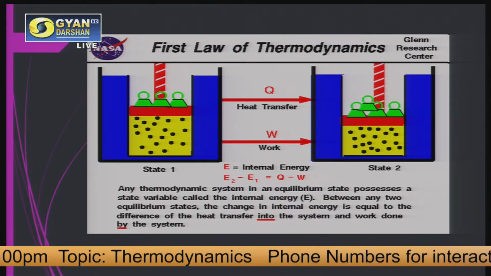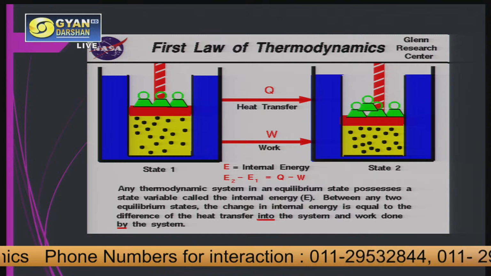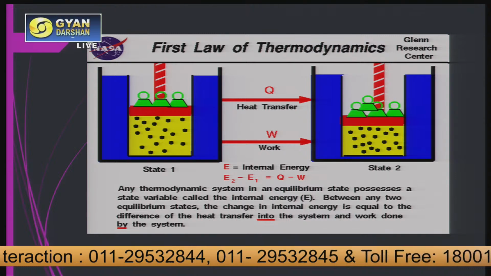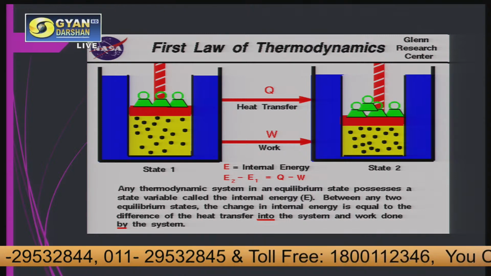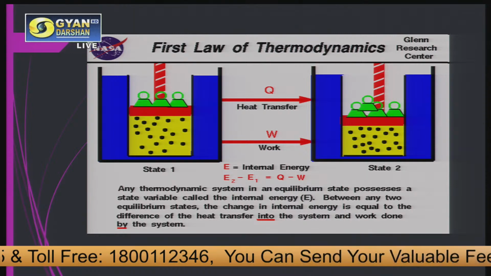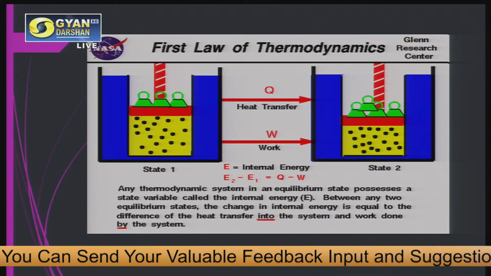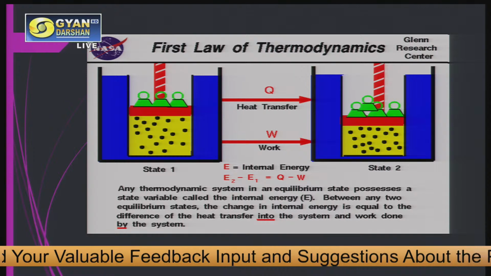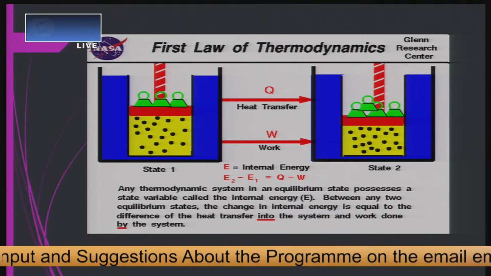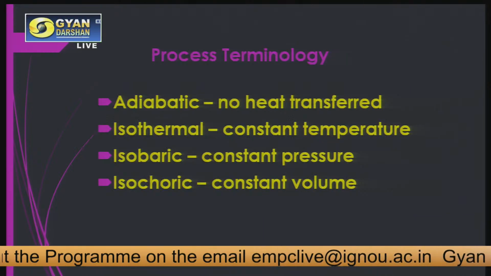E2 is the internal energy of state 2 and E1 is the internal energy of state 1. So what will happen here? Here E2 minus E1 will be equal to the difference of the heat transfer into the system. Here you can see that heat is transferred from one system to another. So it is the difference of the heat transfer into the system and the work done by the system. So here E2 minus E1 will be equal to Q minus W. This is the first law of thermodynamics.